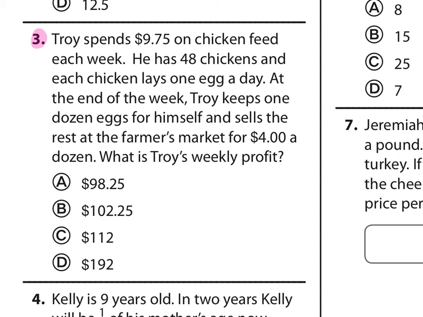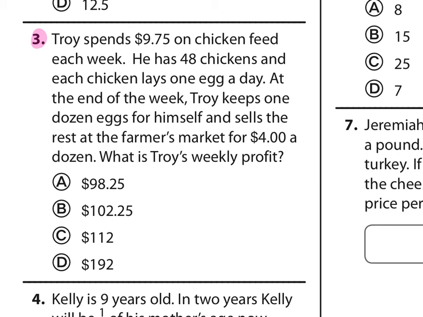Number 3. Troy spends $9.75 on chicken feed each week. He has 48 chickens, and each chicken lays 1 egg a day. At the end of the week, Troy keeps 1 dozen eggs for himself and sells the rest at the farmer's market for $4 a dozen. What is Troy's weekly profit? There's a lot going on in this problem, so let's see what his profit would be.